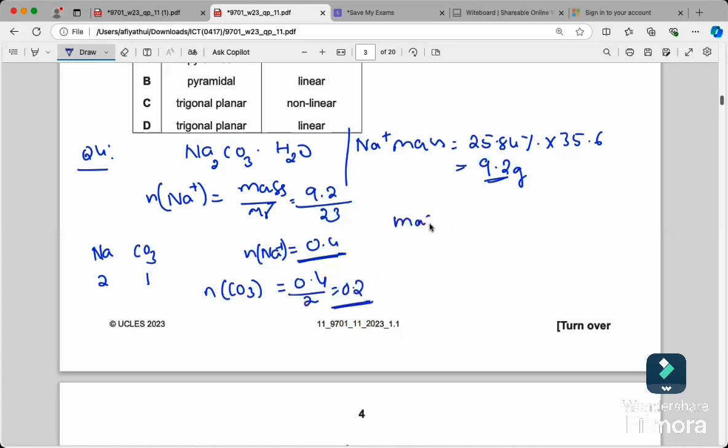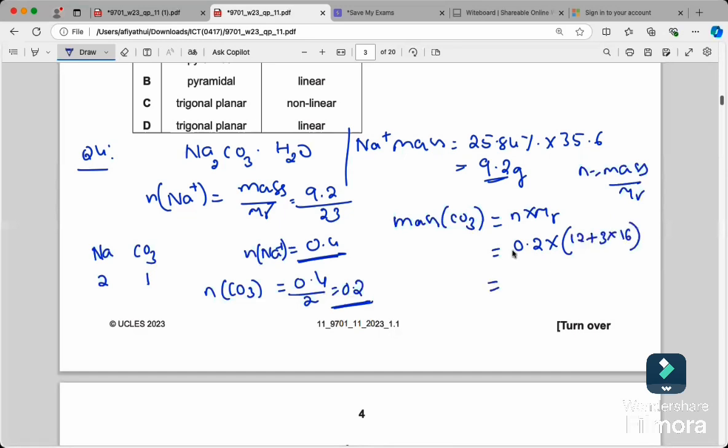Therefore, the mass of carbonate ion is going to be, what is the formula of the mass, number of moles into MR, right? You remember the formulas, right? N is equal to mass by MR. Therefore, mass is N into MR. Therefore, N is 0.2 into carbonate ion. Carbonate means your carbon is 12 plus 3 times oxygen, 3 times 16. So just multiply 0.2 into 12 plus 3 times 16, which is going to be 12 grams.